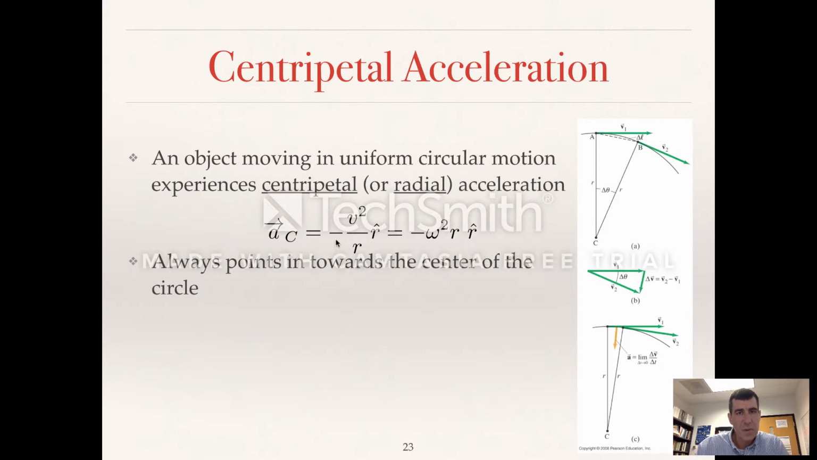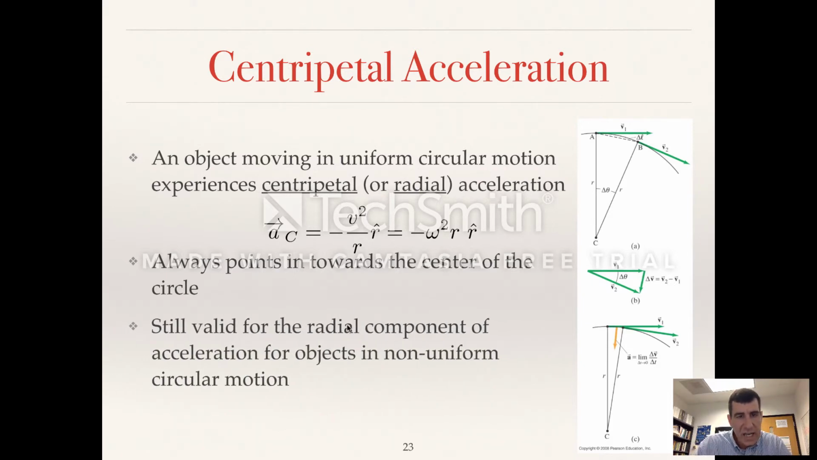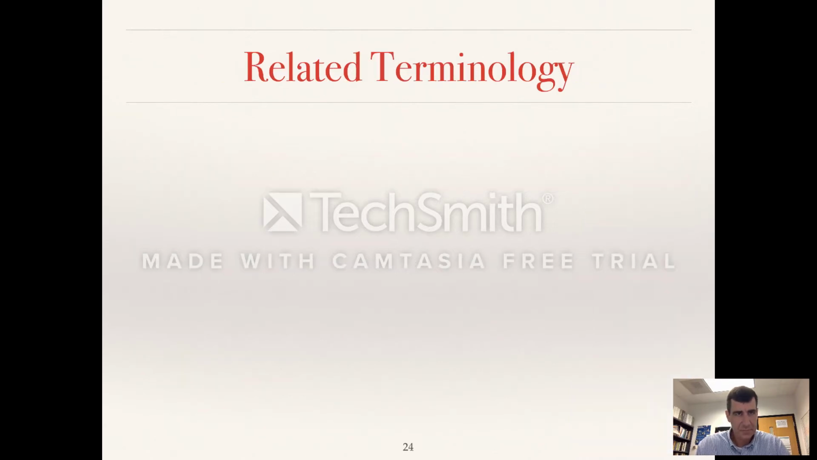Okay, and the thing to remember about centripetal acceleration is that it always points in towards the center of the circle. And again, we aren't going to go over this quite yet, but this is actually still true even if you have non-uniform circular motion. So if you're still moving in a circle, but you're speeding up or slowing down, that would be non-uniform circular motion. And this relationship is still true for the radial component of the acceleration.